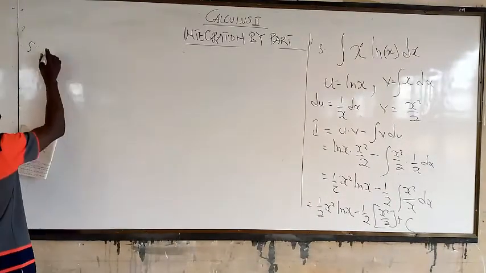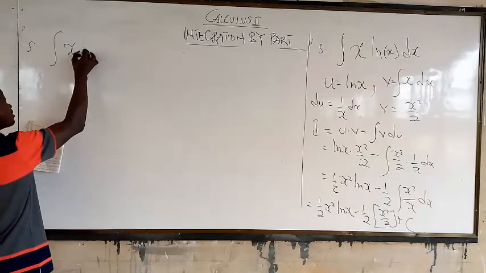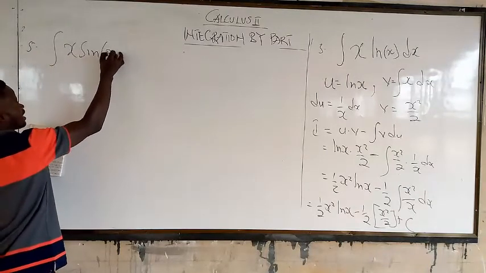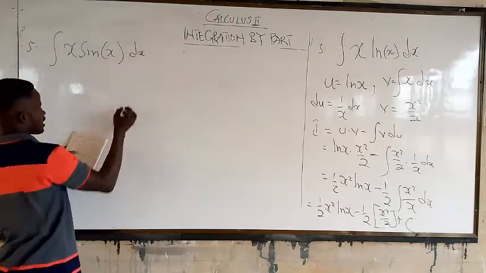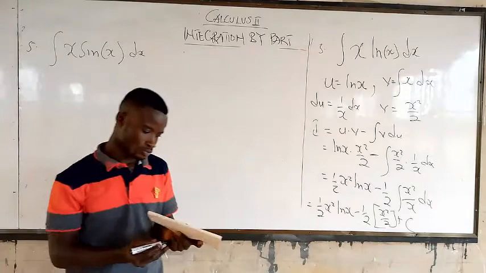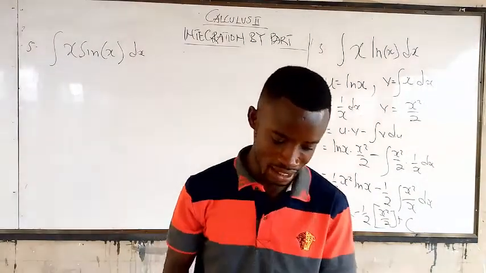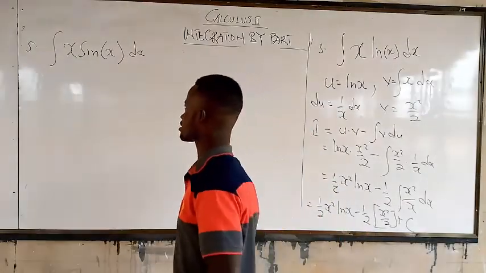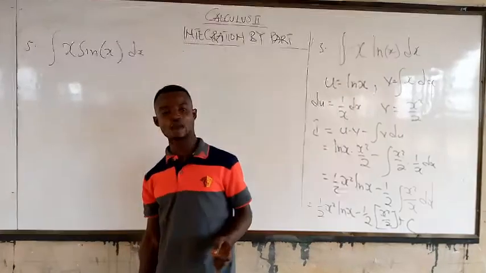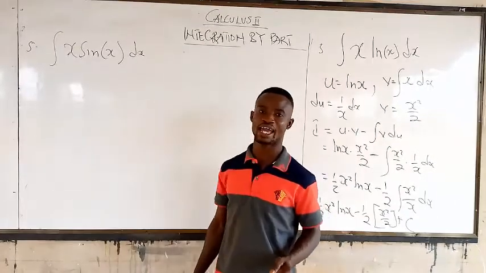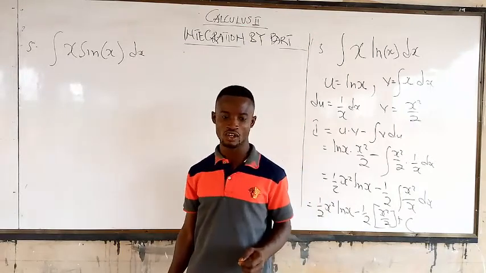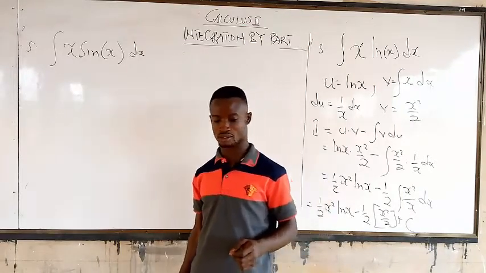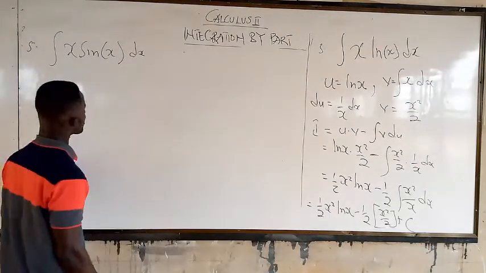Let's look at the integral of s sine s ds. This is a polynomial of power n multiplied by a trig function, whether sine or cos. How do we do that?